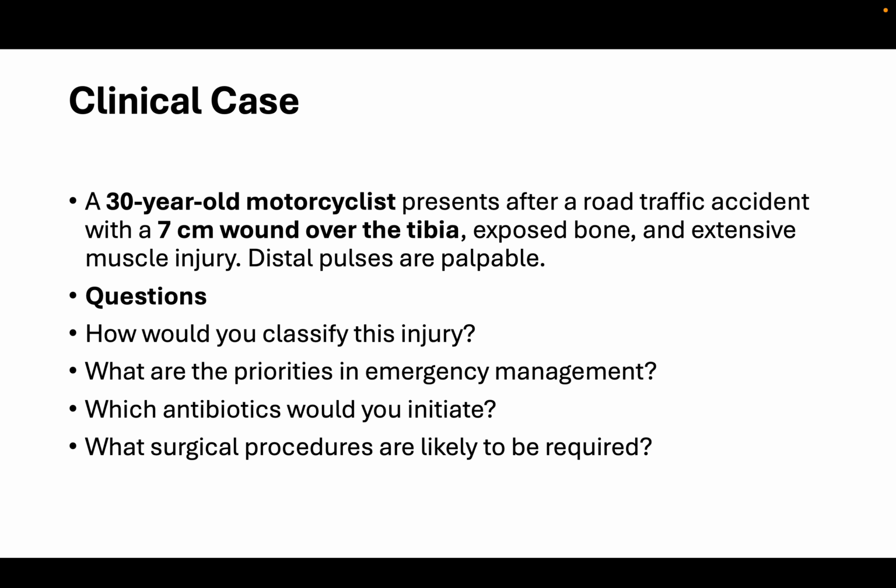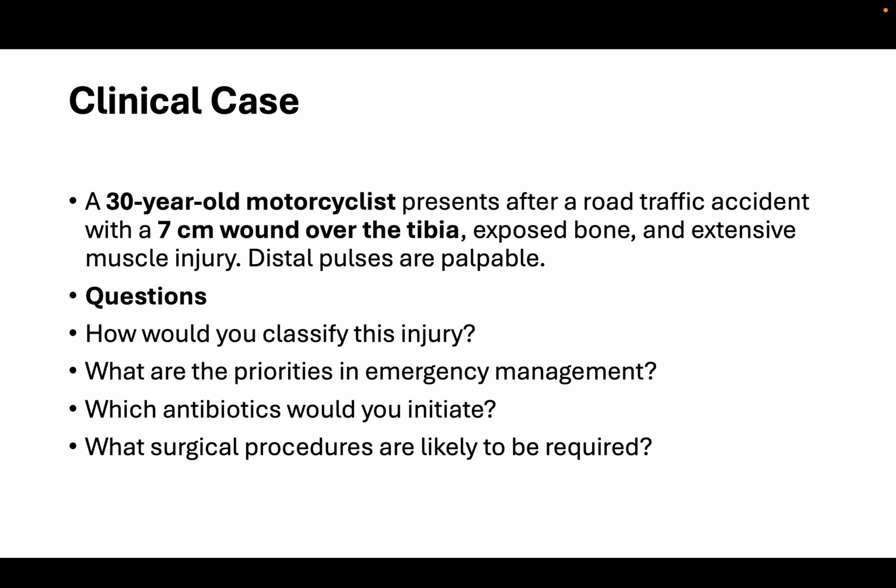So, a 30-year-old male motorcyclist presents after a road traffic accident with a 7 cm wound over the tibia, exposed bone, extensive muscle injury, and palpable distal pulses. The wound is less than 10 cm. Extensive exposed bone means there is periosteal stripping. So, it is type 3B.